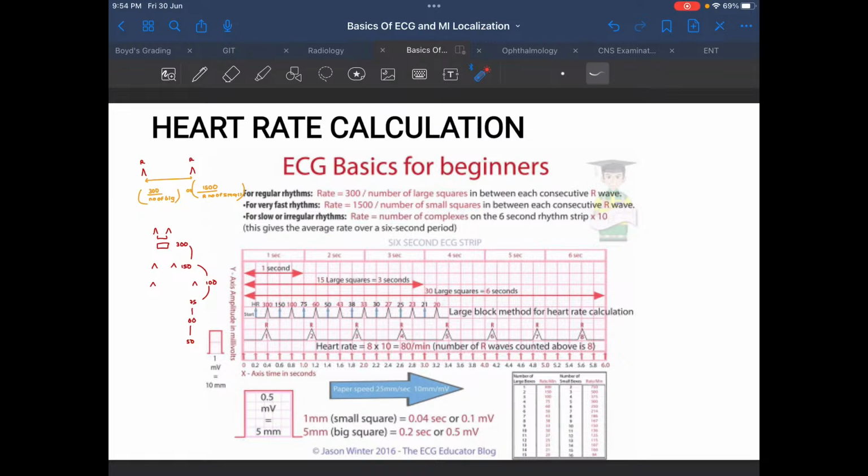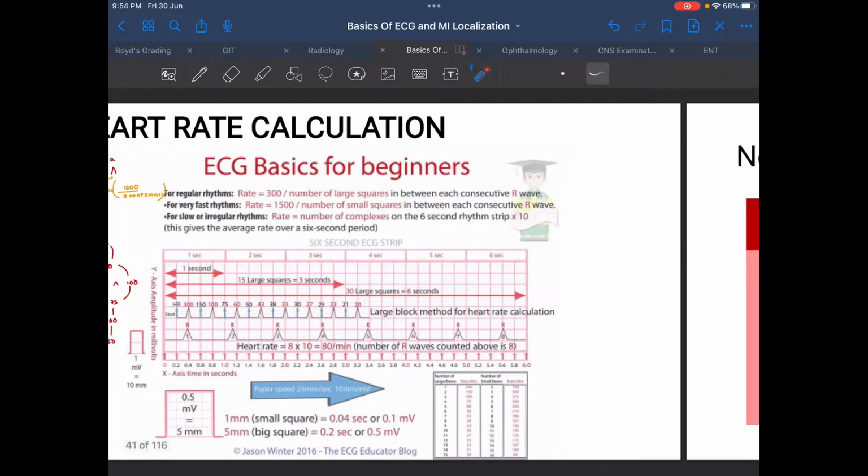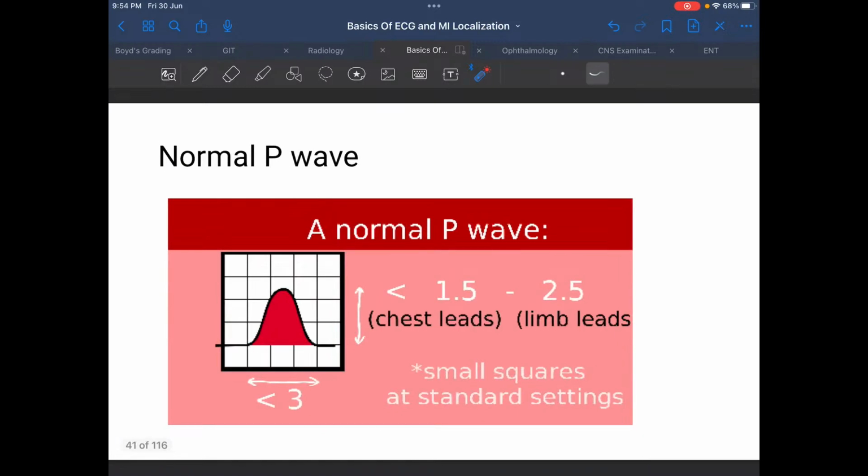So this is the heart rate calculation: 1500 divided by the number of small squares in the RR interval, or you can say 300 divided by the number of big squares in the RR interval. So that is your basic heart rate calculation. So let's move on to the different waves that we have.